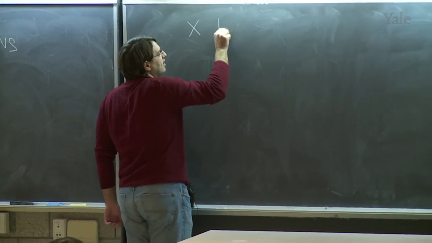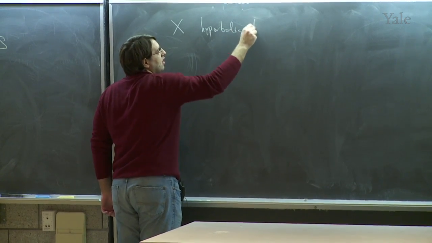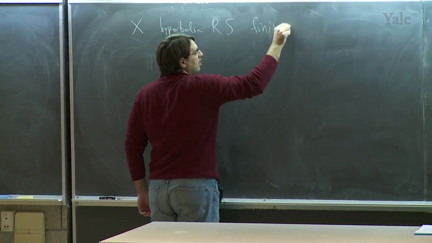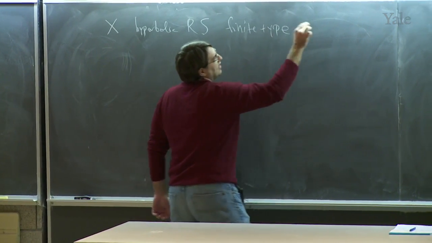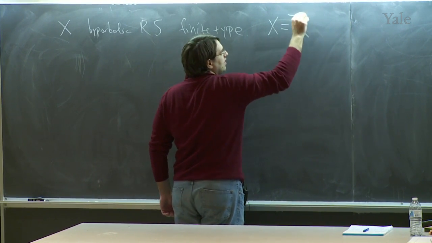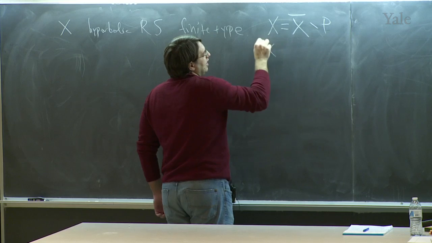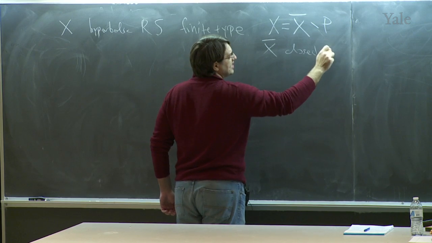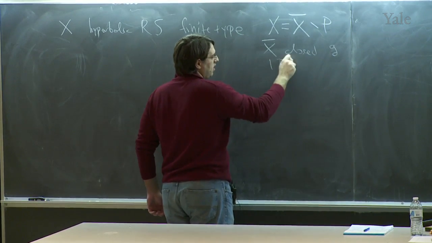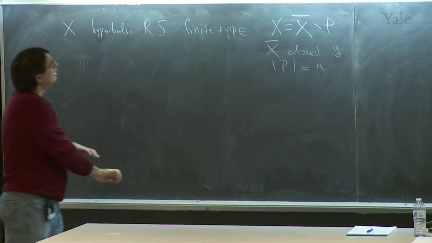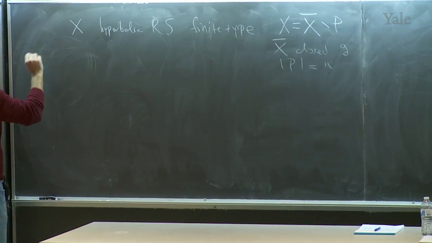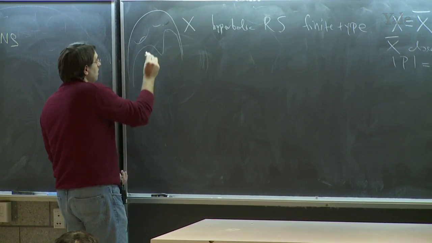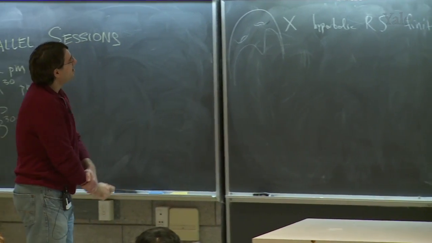So let me start by introducing the main characters in my talk. X will be a hyperbolic Riemann surface of finite type, which simply means that we can write X as the difference of X bar minus a finite set of points, where X bar is closed and has genus G. And I usually think of a Riemann surface as looking like that.